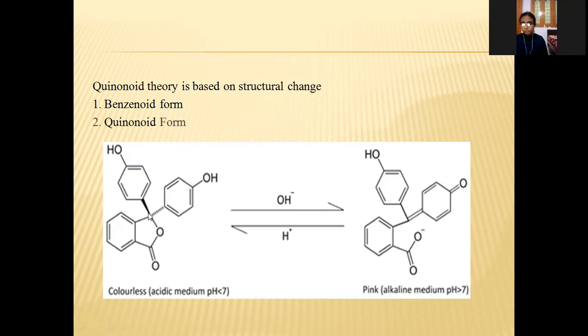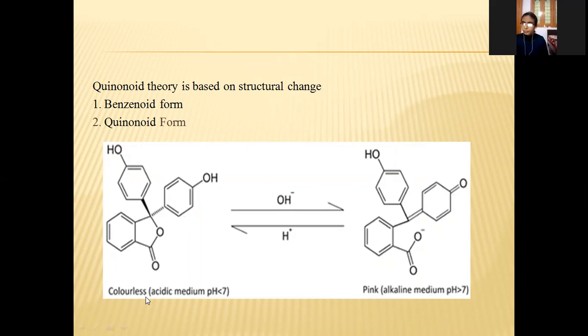If you see the structure here, there is a carbon atom and an oxygen atom, and between the carbon and oxygen there is a single bond, and also an OH here. But here, the bond between the carbon and the oxygen has been broken. A double bond is formed, and one of the hydrogen atoms has been eliminated. In place of the hydrogen, the double bond is formed. This is the structure of phenolphthalein.